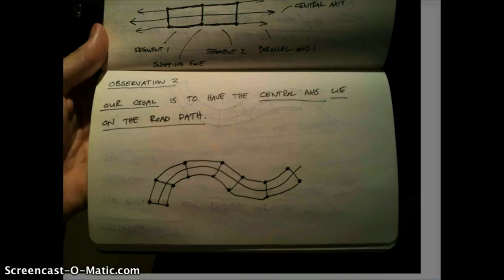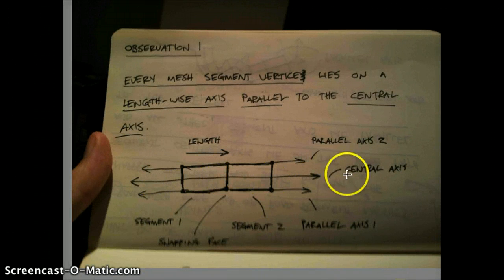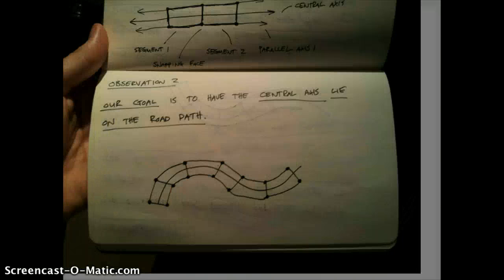Our goal is to have the central axis lie on the road path. Right? So this is what we're doing. We start out by defining that there's the central axis that goes through all of these segments. And now what we're trying to do is have the road path and the central axis lie on top of each other, right? And when they do that, then we're golden.